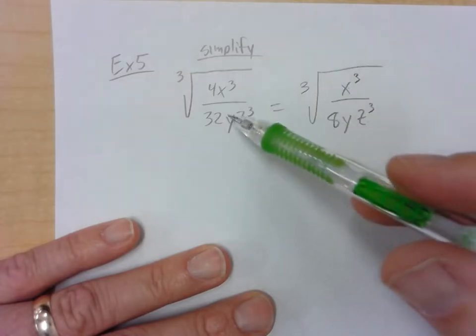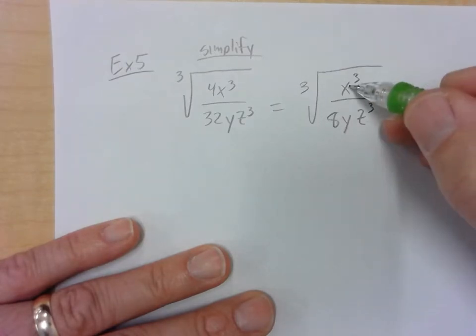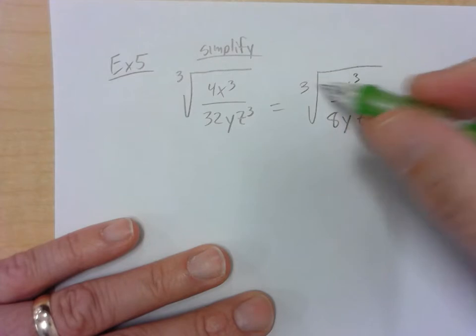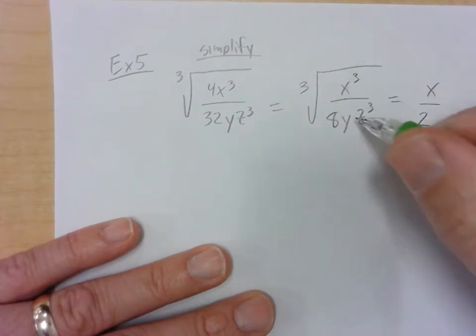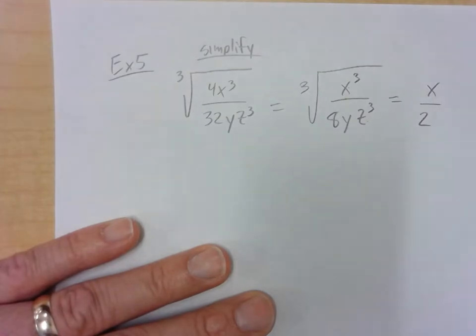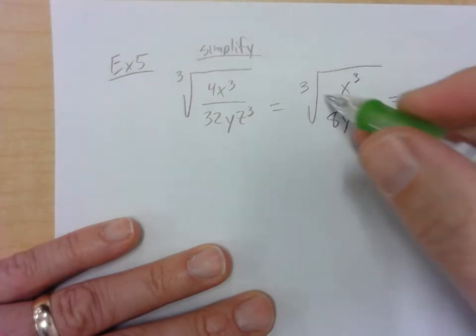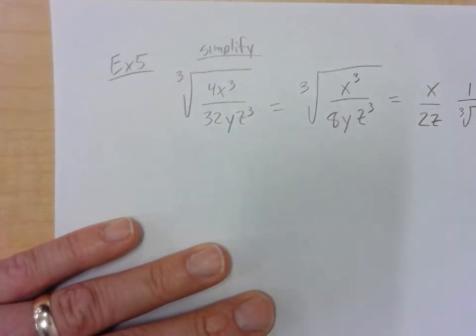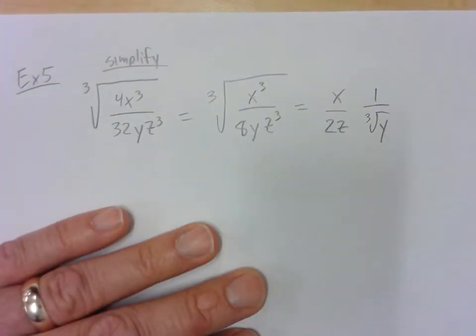So here we go. Did I copy it down? Yes. So this cube root of x cubed is x. The cube root of 8, of course, is 2. The cube root of z cubed is just z. But what I have left is I have a 1 on the top, because the cube root of this is 1. But on the bottom, I have this cube root of y left over. And that's not considered good form to have an extra cube root left on the bottom.